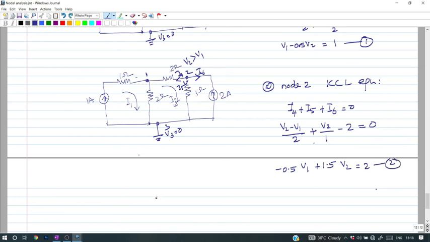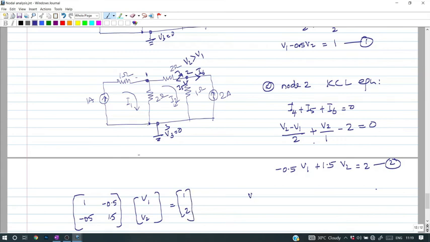Now we can represent equations 1 and 2 in matrix form. The variables are V1 and V2. What are the coefficients of V1 in the first equation? It is 1. In the second equation, the coefficient of V1 is minus 0.5. In the second equation, the coefficient of V2 is 1.5. The coefficient of V2 in the first equation is minus 0.5, which is equal to the constant in the first equation, 1. In the second equation, it is 2.